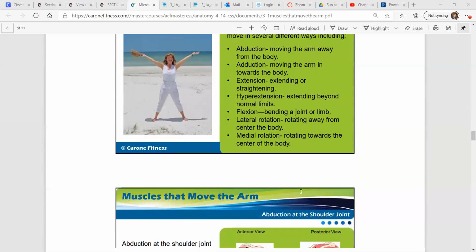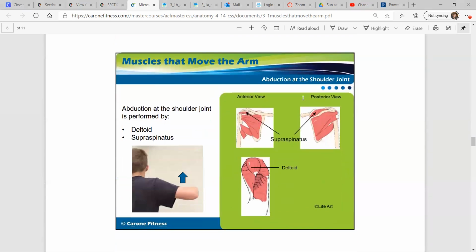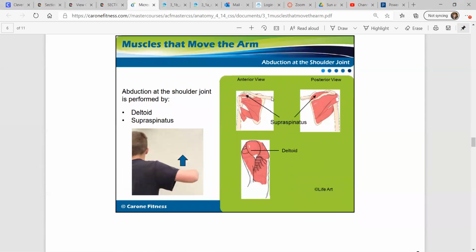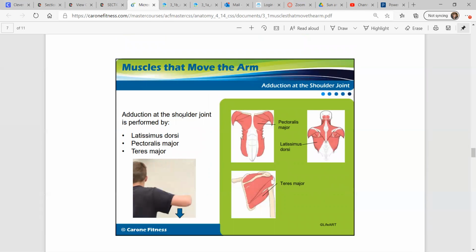So try to get active. Try to move your arms in the way these words are describing the movement. And maybe that'll help you remember what's happening with the shoulder joint movement. So here we get some pictures. Abduction of the shoulder joint is performed by the deltoid and the supraspinatus. So he's raising his arm upward and using these muscles to do it. And then adduction would be this person putting the arm back down. And that uses these other muscles.